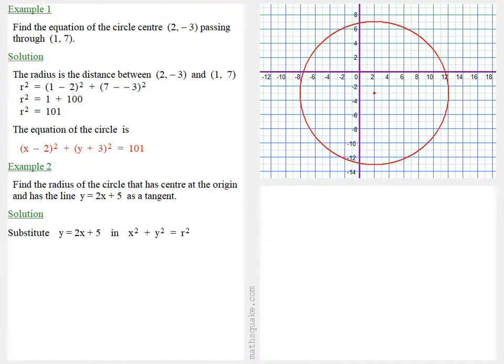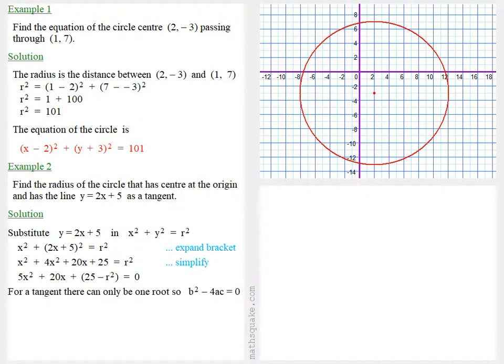So, substituting y into the equation of the circle, we have x squared plus (2x plus 5) all squared equals r squared. And if we expand the brackets, that gives us x squared plus 4x squared plus 20x plus 25 equals r squared. And that simplifies to 5x squared plus 20x plus 25 minus r squared equals 0.